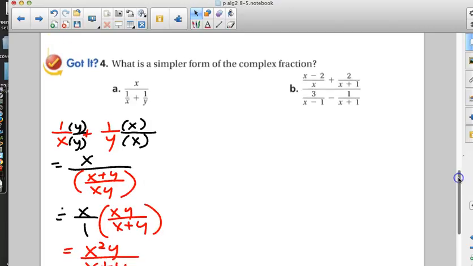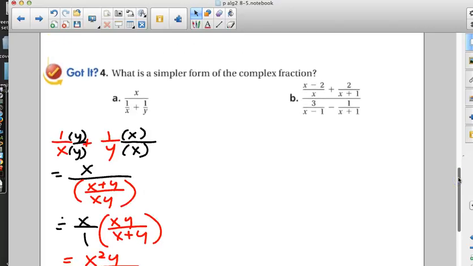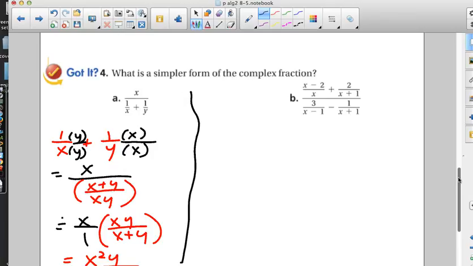Now, B looks a little scary. It's a little scary. But here's what we're going to do. We're going to remember, all we have to do is get the numerator to be 1 fraction. We know how to do that. Then we'll get the denominator to be 1 fraction. We know how to do that too. And then we'll multiply by the reciprocal. Absolutely. So I'm going to have you talk me through it. Okay. Starting with the top. What are you thinking?